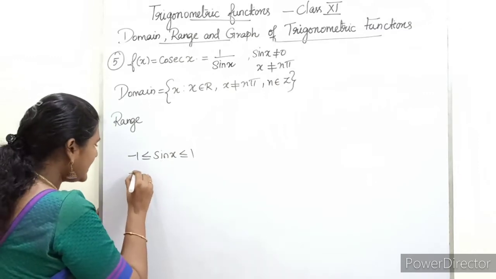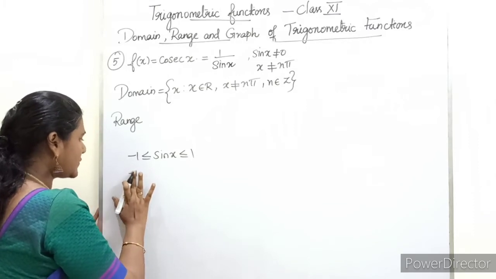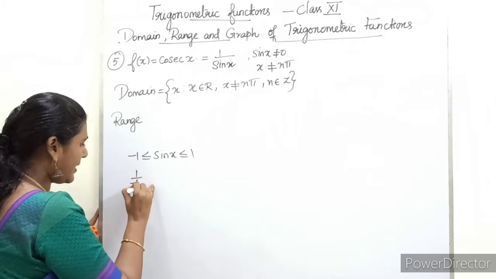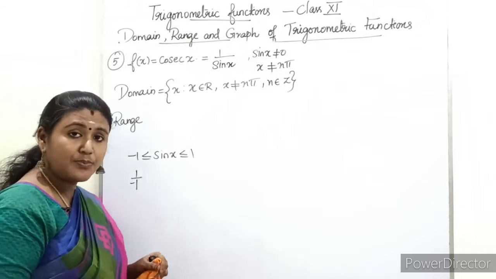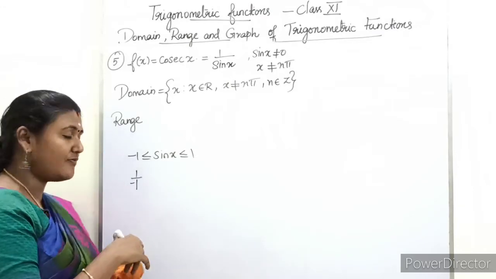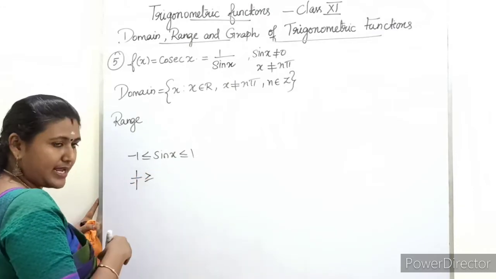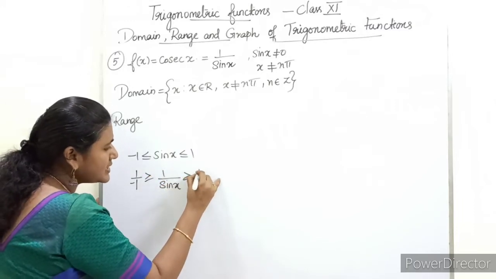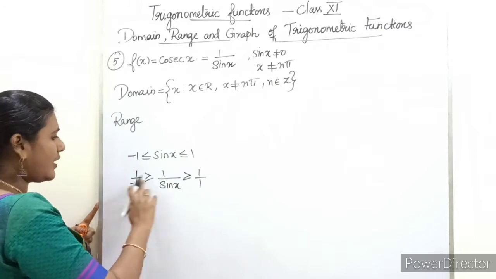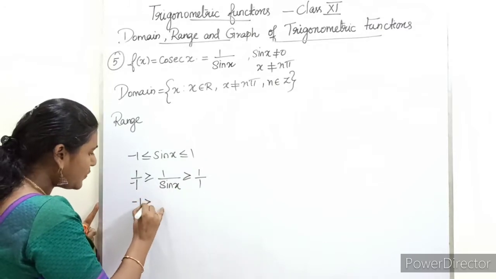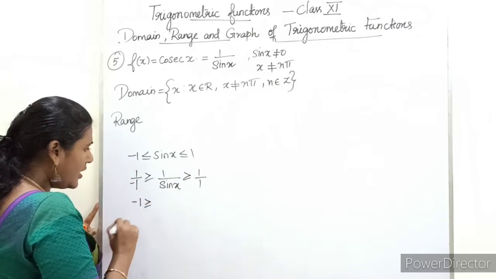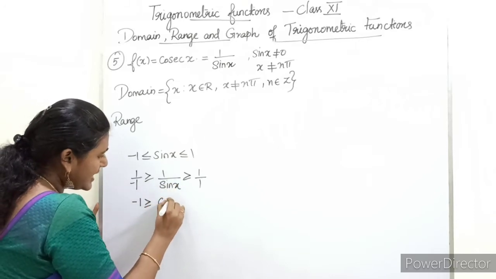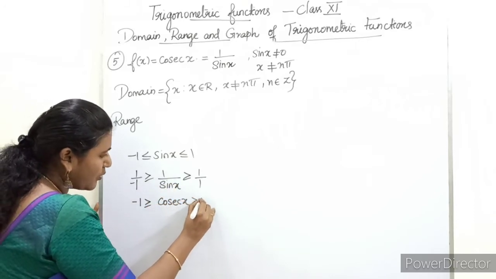So what I am getting is minus 1 by minus 1. I can write this as 1 by minus 1. When you take reciprocal, the inequality sign will change. So less than will become greater than. Here I will get 1 by sin x, which is greater than or equal to 1 by 1. So I will simplify this. Minus 1 greater than or equal to 1 by sin x is cosec x greater than or equal to 1.